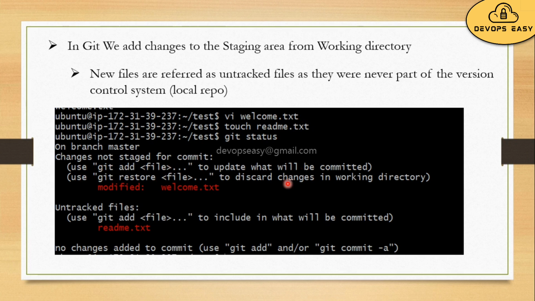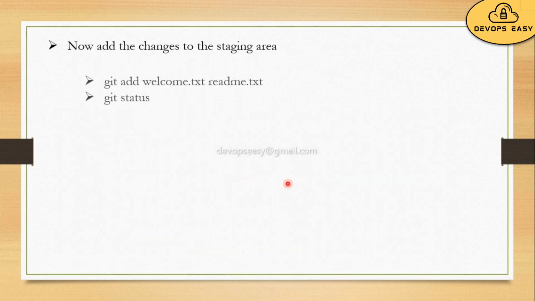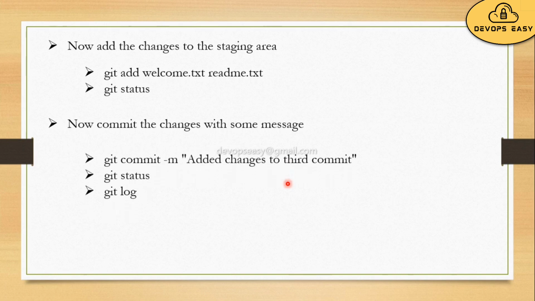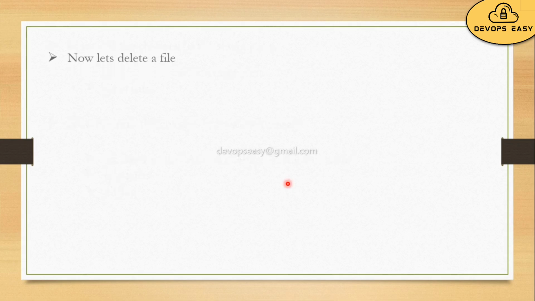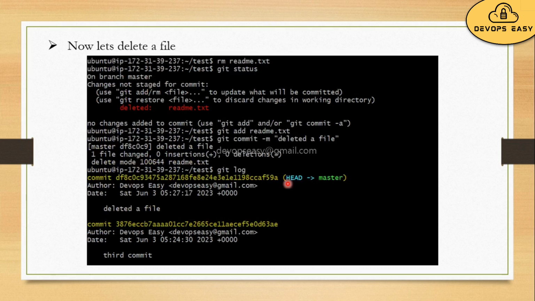These terms you will understand once you practice, and you need to watch the recording once again, you will get it. So from the staging area, if you want to add, you need to execute git add file name, then git status, then you need to commit that, git commit third commit, then you can see git status, git log, the history of changes.